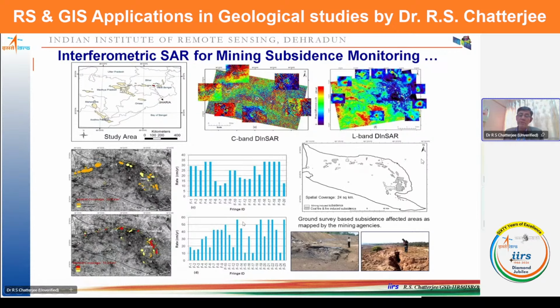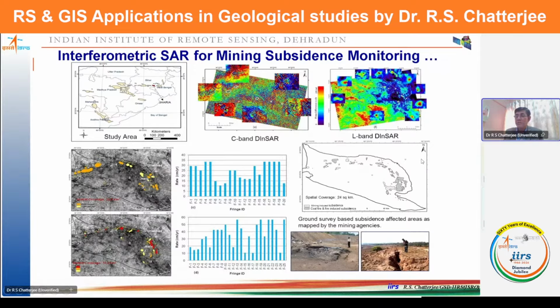But it depends on where the area is located. Above the old workings, the subsidence is more. Or where mining is done by caving operations, subsidence sometimes reaches up to 1 meter or even more per year. So we have identified this area which was subsiding at the time the study was done some years back. And again, we compared with the ground-based survey. We prepared this affected area.